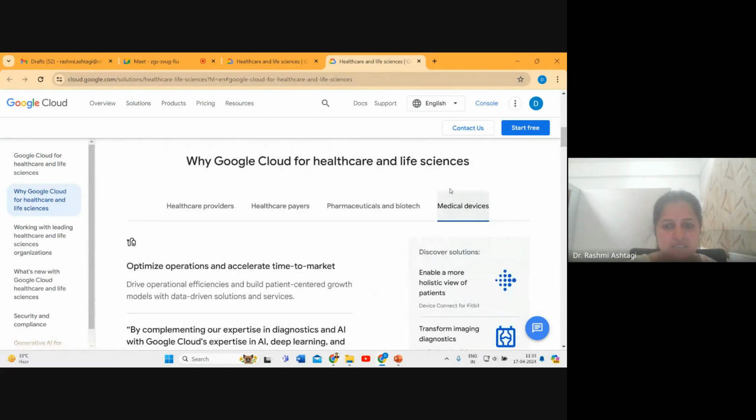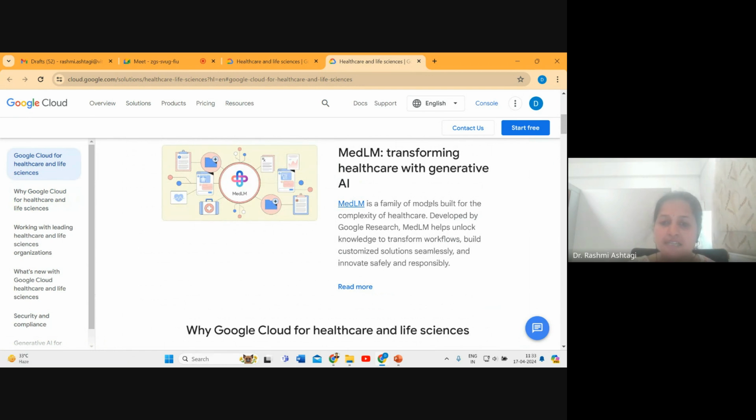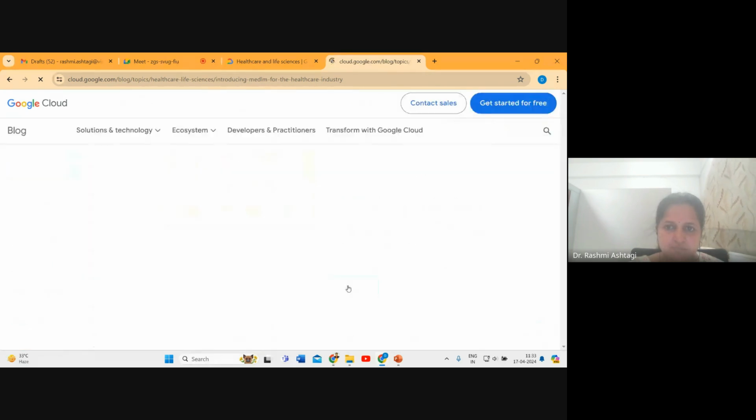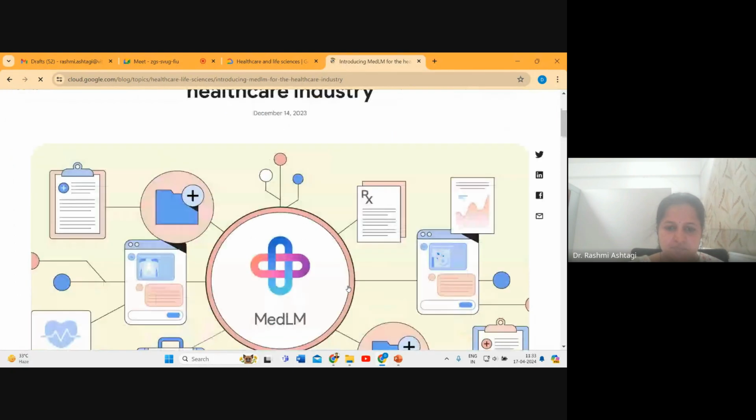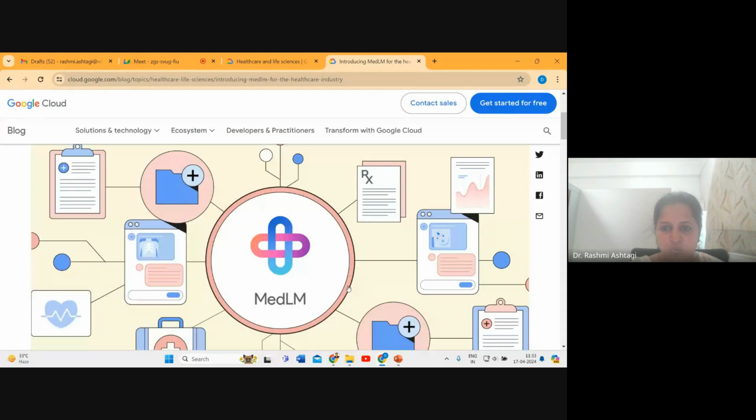So here also you can see, all these are using MedLM. Again, MedLM is a commercial product, which is already developed by Google researchers and can be used by any of the commercial firms. We can read more here. By this diagram you can see what it can do. It can do all these tasks.